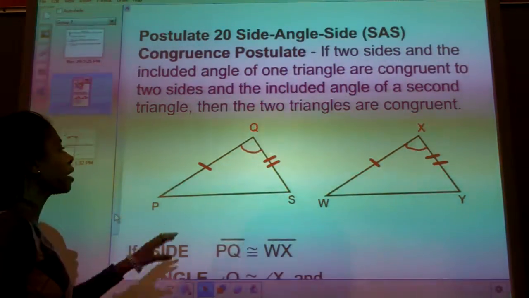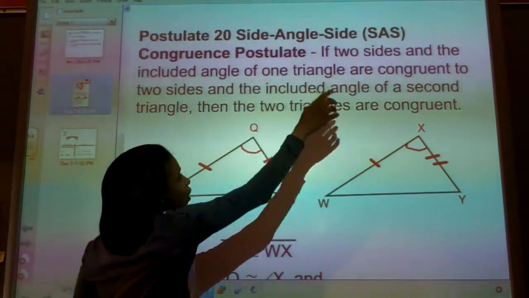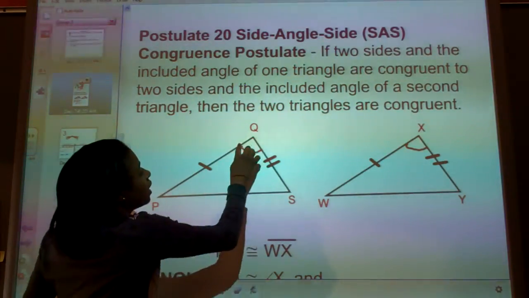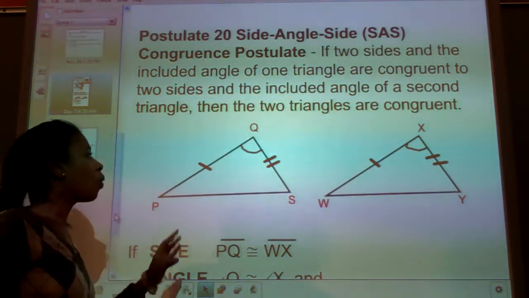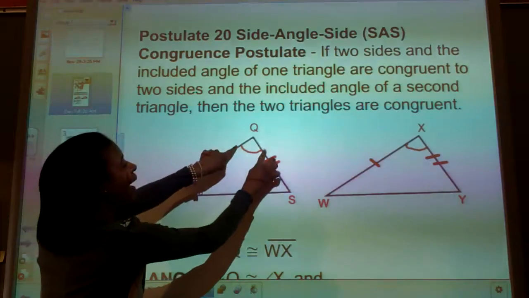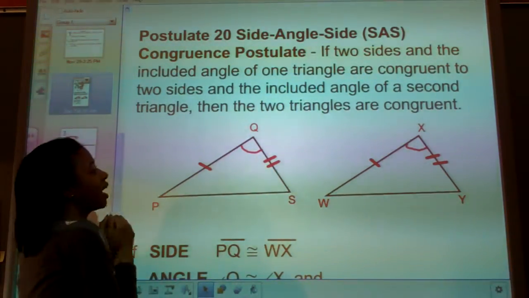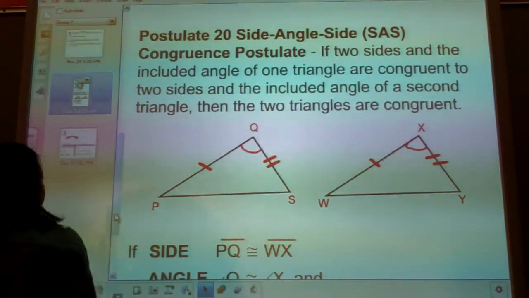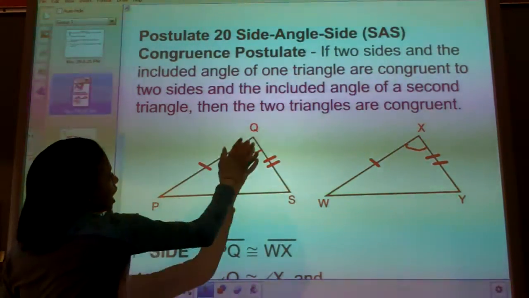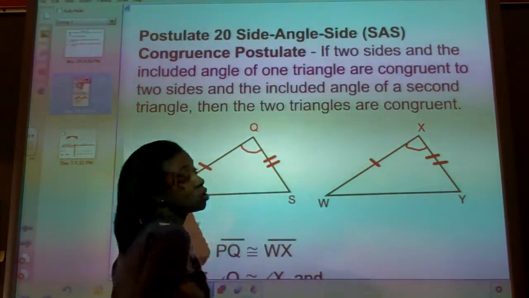This is another way we can prove that two triangles are congruent. This time I'm going to say side, angle, side. And this particular one, that means I need a side, an angle, and then another side. Now watch this because a lot of people like to mix this up. The angle must be in between the two sides. We're saying that they're congruent. Right? So when I have this particular side, I say PQ is supposed to be congruent to WX.